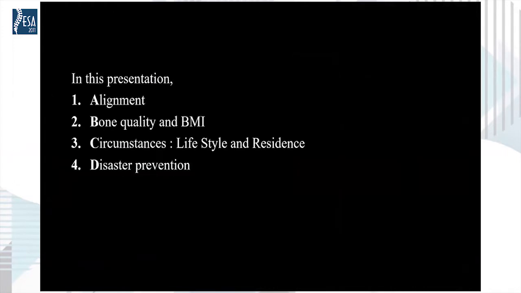Today, in this presentation, four important regions associated with mechanical complications could be summarized. Number one is alignment, like ideal lumbar lordosis, lordosis distributions, and GAP score. Number two is bone quality and BMI. Number three is circumstances, which means their lifestyle or residence. And number four is prevention: when a mechanical complication happens, at least we have to avoid a serious complication such as paraplegia.